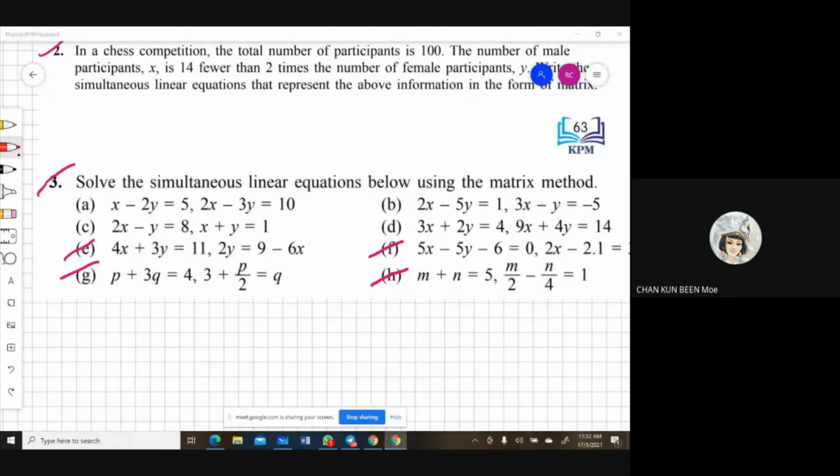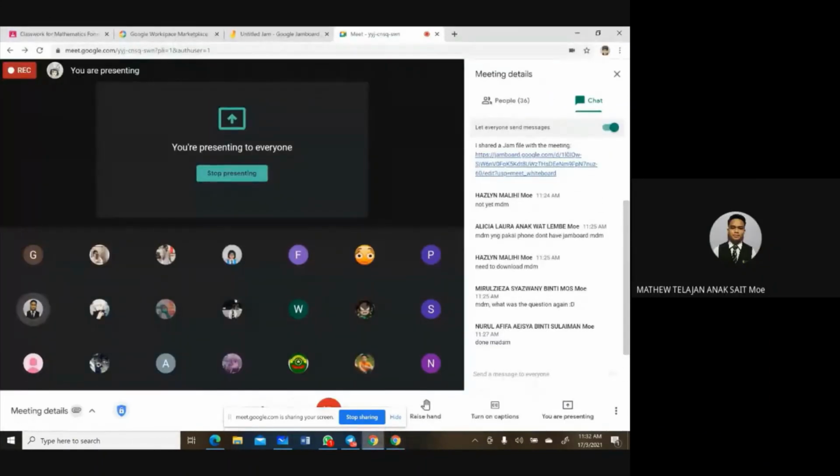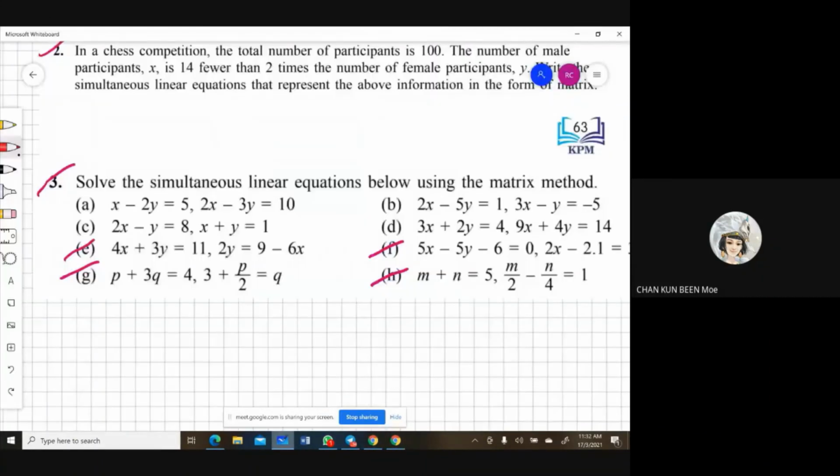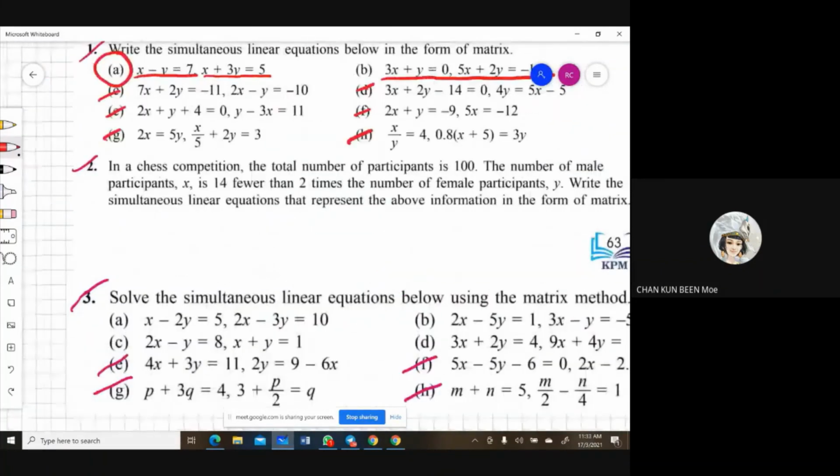Any question, class? Repeat, madam. I repeat. Number 1, exclude A and B. Number 2, you have to do it. Number 3, exclude A, B, C, D. The rest you have to do. Clear? Okay, so I'll see you on Friday, 7:30 a.m.